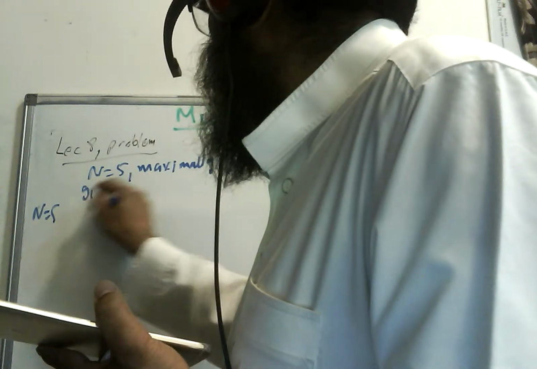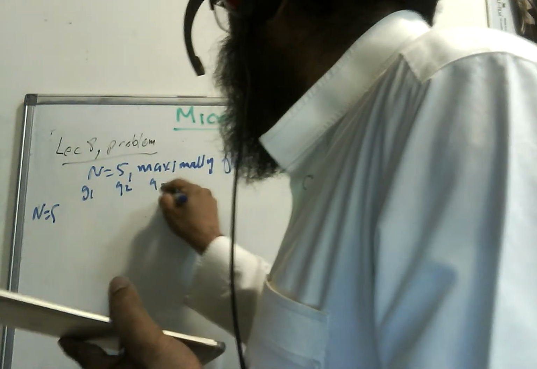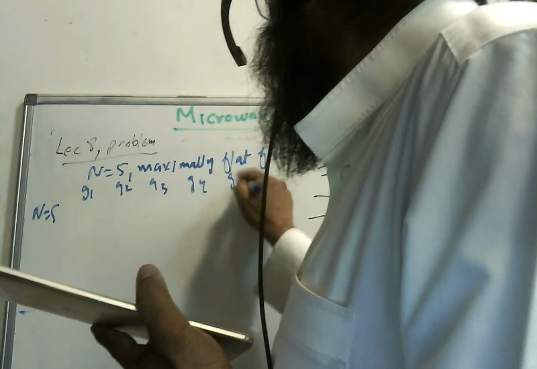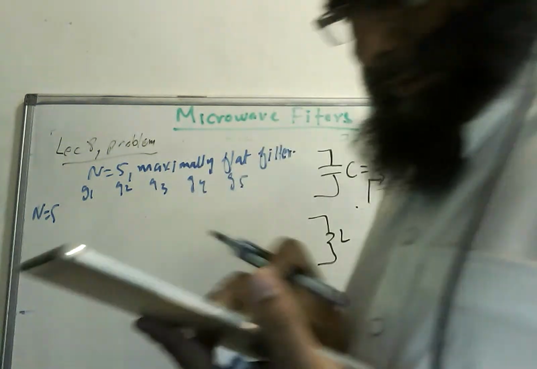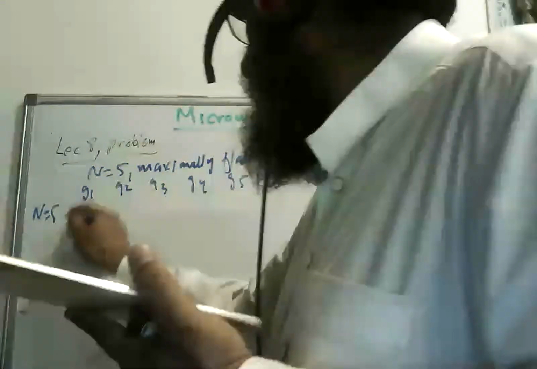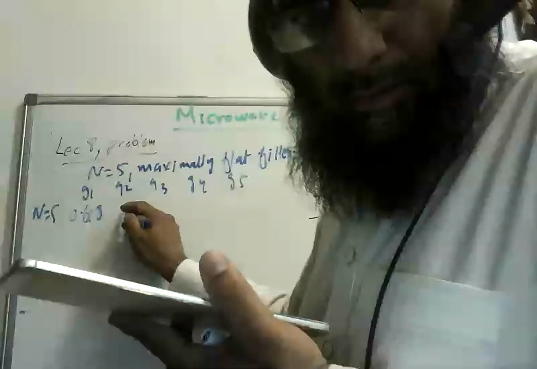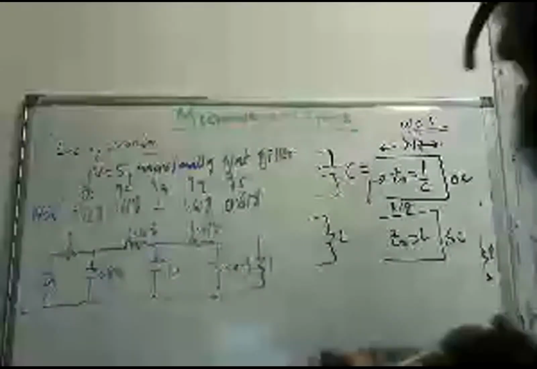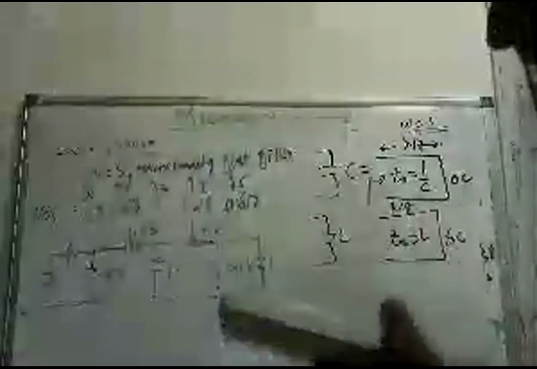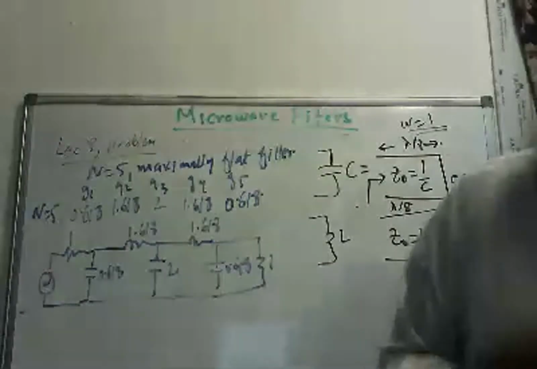I can find these G1, G2, G3, G4, and G5. And these are given by 0.618, 1.618, and so on. So this is my circuit. I want to apply these rules. So I can make just a small table.